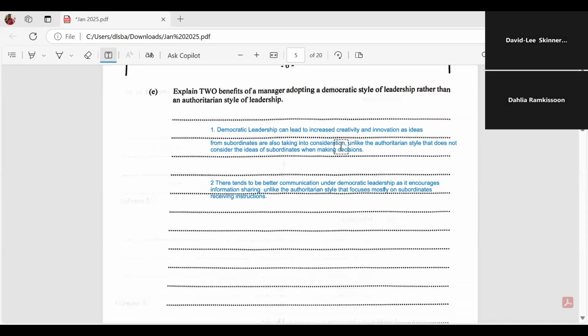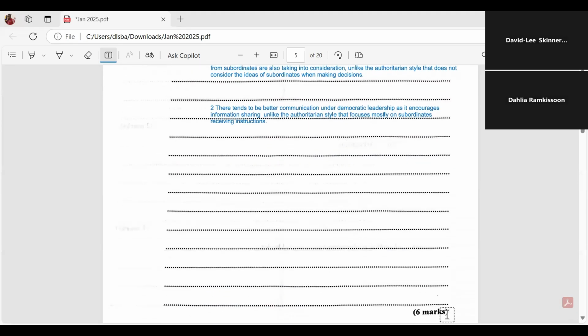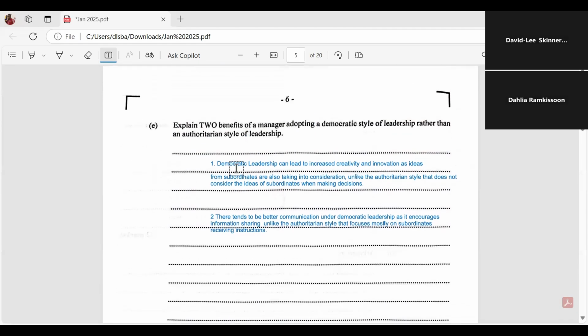All right. Okay. Now the thing is, it's 6 marks, and they use the word explain. So you can't just state the advantage. You can't just say better communication. You'll get 1 mark for that. You have to state it and explain it. This is why I write so much.